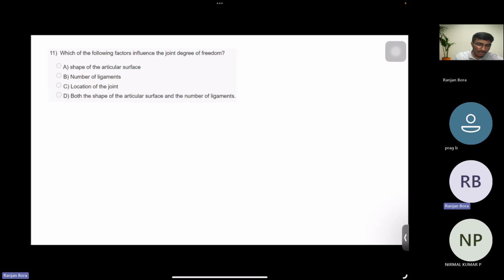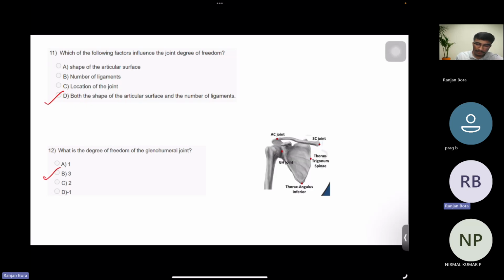Next question is, which of the following factors influence the joint degree of freedom? Yes, both the shape of articular surface and the number of ligaments. And what is the degree of freedom of the glenohumeral joint? Yeah, so it is a type of ball and socket joint. Ball and socket joint has 3 degrees of freedom, so this glenohumeral joint has 3 degrees of freedom.